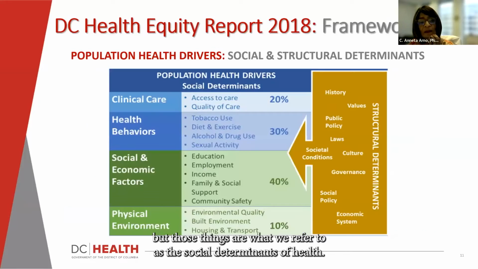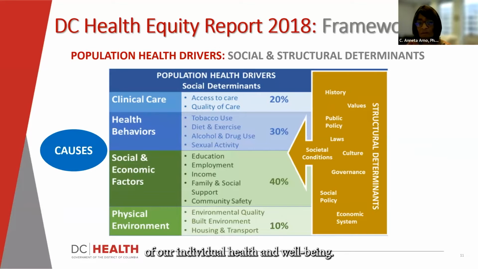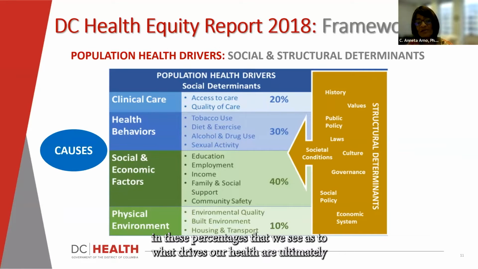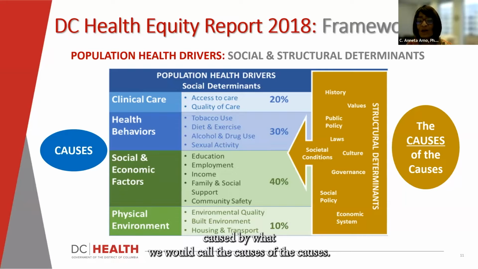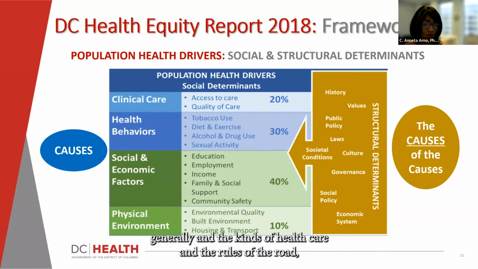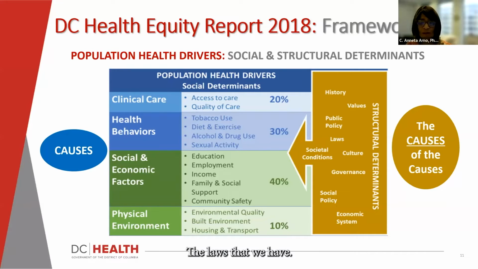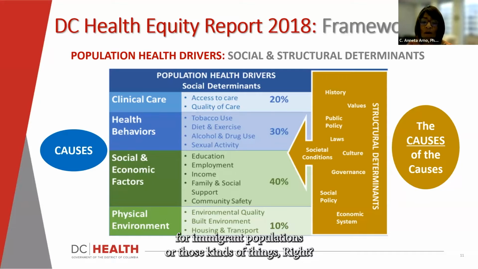If we think about it, we can see that the social determinants of health might contribute to the causes of our individual health and well-being. But really and truly, what we see in these percentages as to what drives our health are ultimately caused by what we would call the causes of the causes, right? So the kind of healthcare that we have in the US generally, and the kinds of healthcare and the rules of the road, et cetera, in the District of Columbia are really created by our history, the laws that we have. Not every city in the US has special resources for immigrant populations or those kinds of things, right?